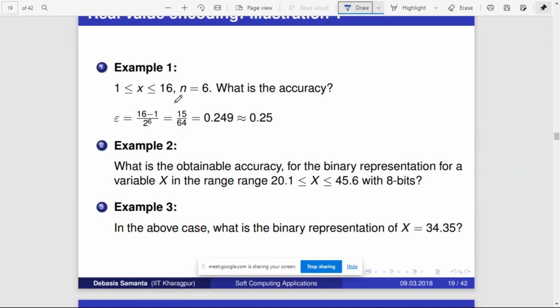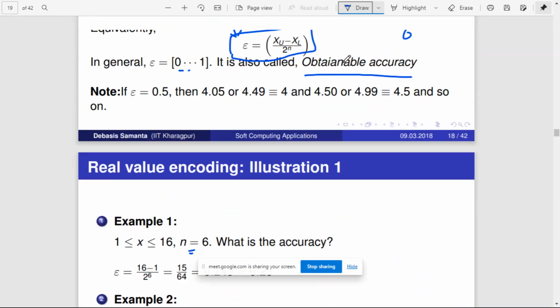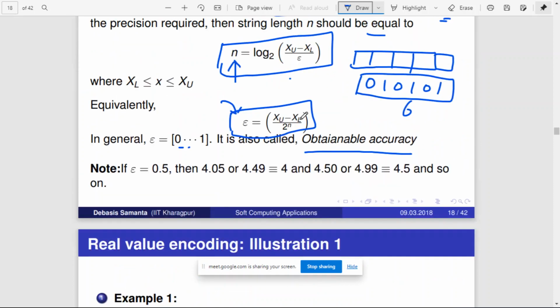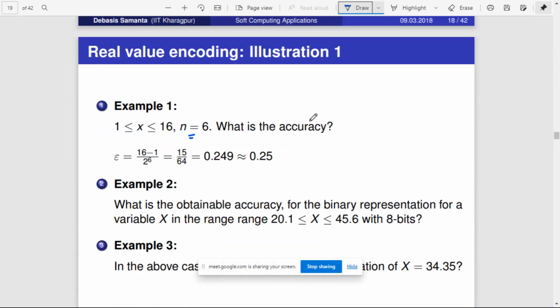Here is a problem. x takes values between 1 and 16. n is given as 6. Now the question is, what is epsilon? What is the formula for epsilon? Epsilon is (xu minus xl) divided by 2 to the power n.